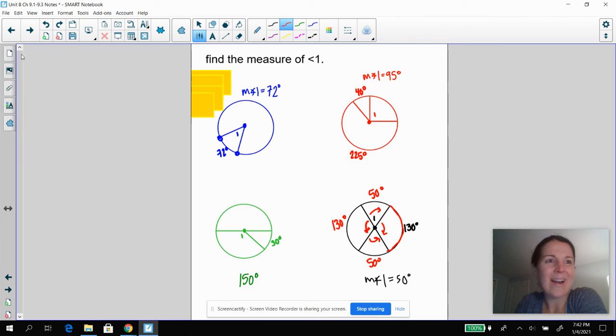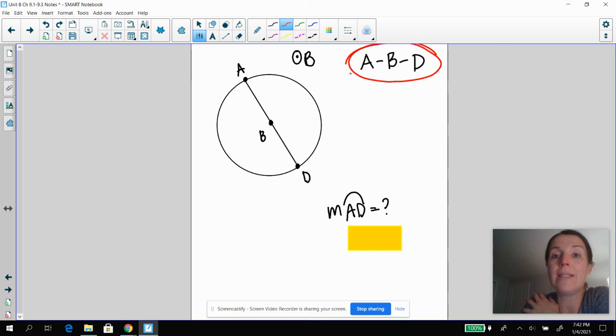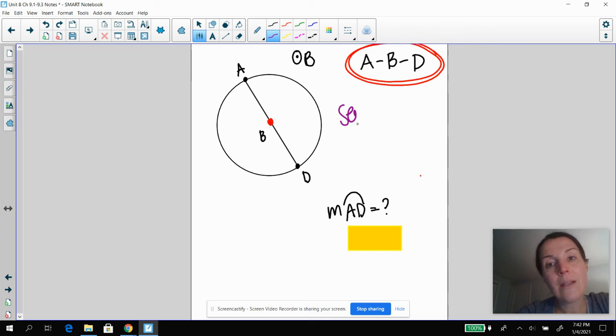Cool. All right. So two last little things. So we're looking at circle B here. And I'm telling you right now that A, B, and D are collinear. B is between A and D. B is also the center of my circle, right? If I'm calling it circle B. So this is what we call a semicircle.